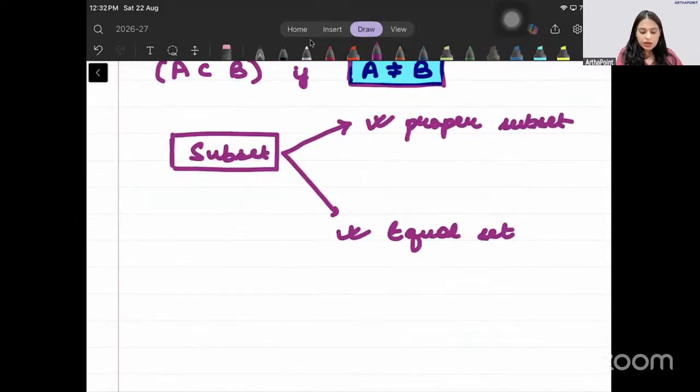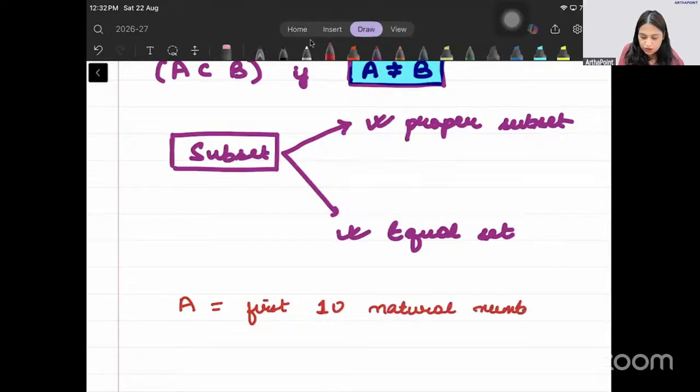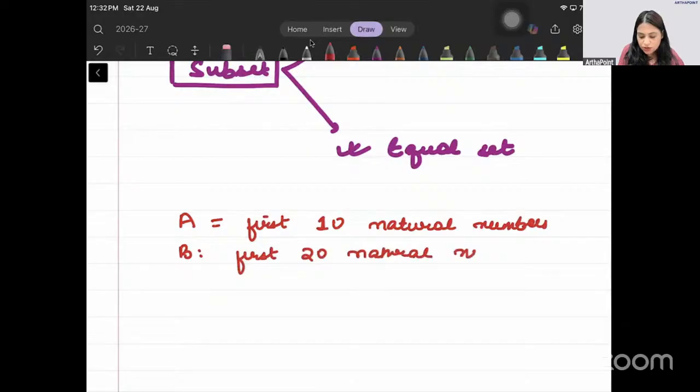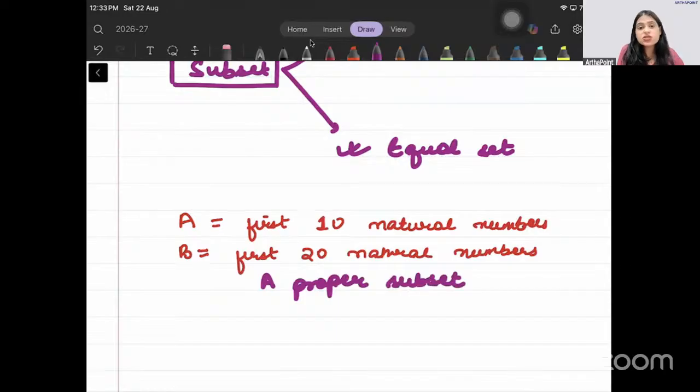दोनों ही subset होंगे. If I go ahead and say that A is the first 10 natural numbers, and B is the first 20 natural numbers, we can clearly say that A is a proper subset of B, क्योंकि जो भी A में है वो B में है, but reverse is not true. B contains extra elements. So A is a proper subset of B.